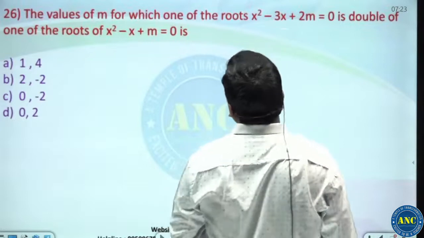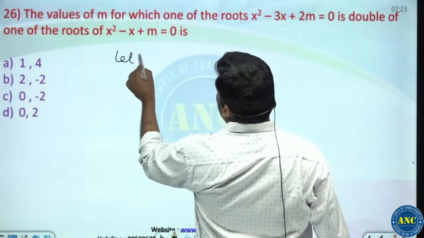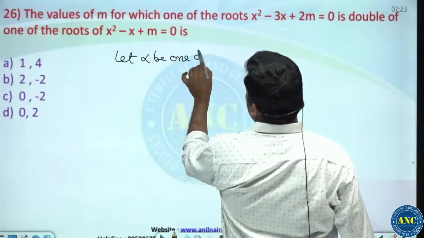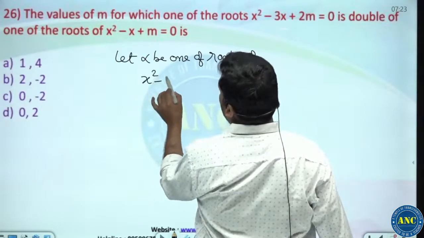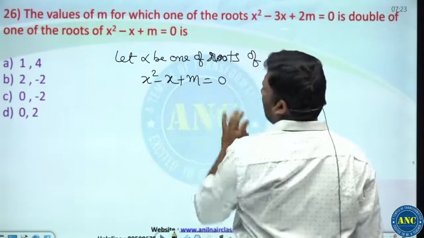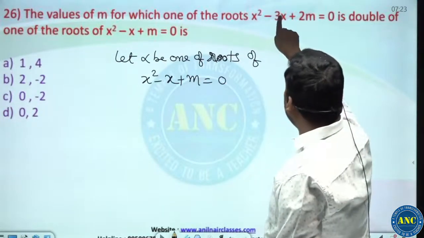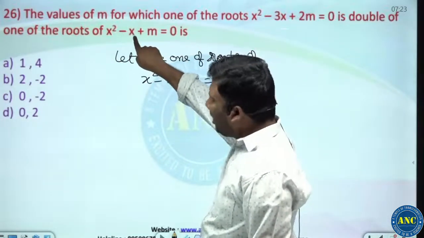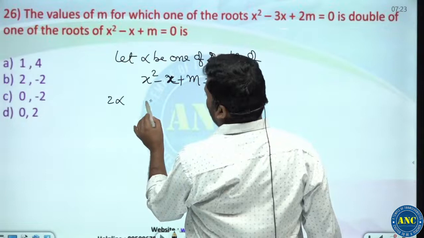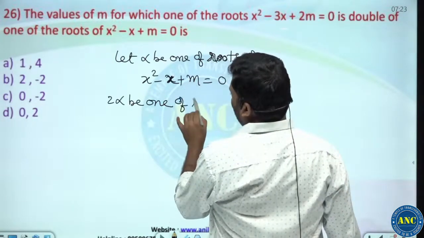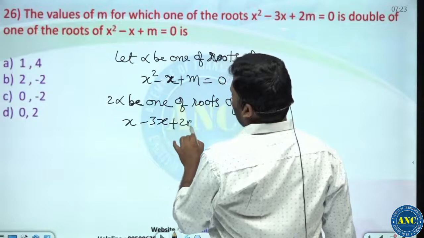Question: the value of m for which one of the roots is a double of one of the roots of the other equation. Let alpha be one of the roots for x square minus x plus m equivalent to 0. Read the question: the value of m for which one of the roots of this equation is double of one of the roots of the other equation. If alpha is one of the roots of this equation, then 2 alpha will be one of the roots for x square minus 3x plus 2m equivalent to 0.